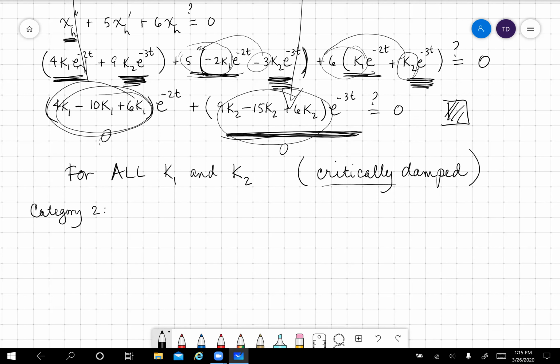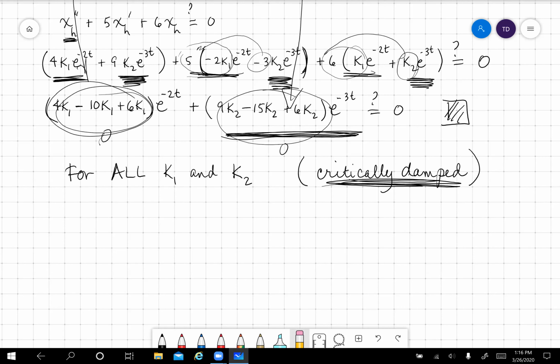So this is called the critically damped situation. Critically damped corresponds to category 1. What is category 1? It is real distinct roots. That is critically damped. Every time it happens, it's critically damped. Before I go to category 2, let me just erase this for a moment.